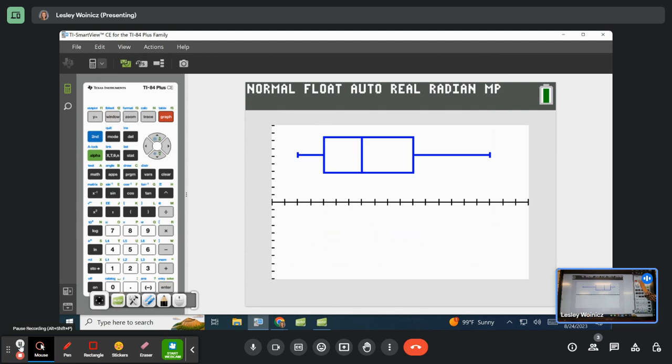And if you hit trace, you should get its number summary with the little cursor. So it's telling you the median is 17, quartile 1 is 14, the min is 12, and you can arrow back and forth, and you can see the summary. It's pretty cool, right?